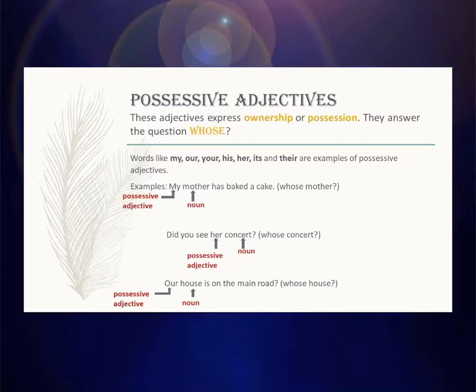The last example is, our house is on the main road. Whose house? Our house. House is a noun which is being modified by the adjective our. So our is a possessive adjective.